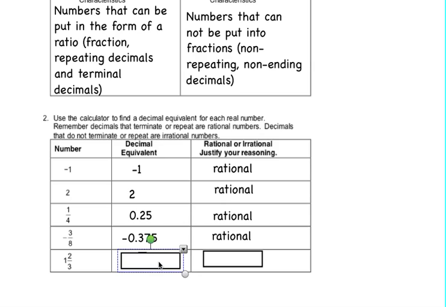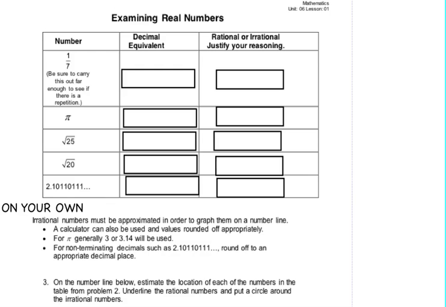1 2/3 is 1.666666666, continuing on. That's what that little bar means, a repeating decimal, which is in fact a rational number. Let's look at some of these other ones. 1/7. Now, if I did 1/7 in my calculator, I would get 0.142857, 142857, 142857, that repeats. It has 6 numbers that repeat, but it does repeat, so it is a rational number.